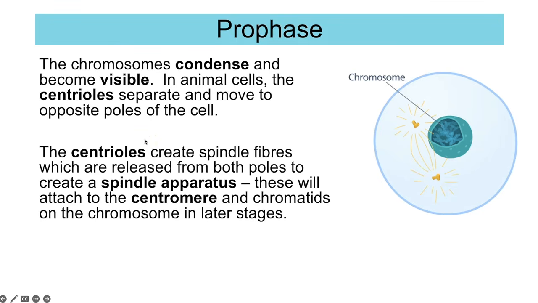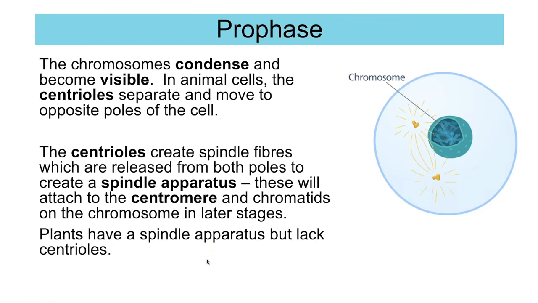The centrioles that create the spindle fibres are released from both poles to start to create this spindle apparatus, and these will then attach to the centromere and the chromatids in the later stages. Plants also have a spindle apparatus, but they lack those centrioles.